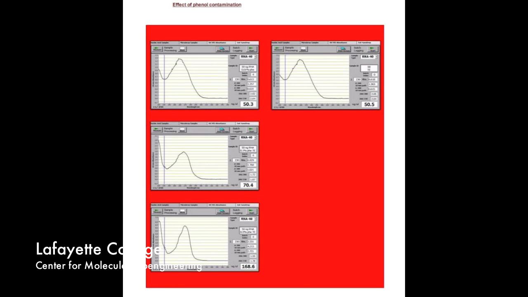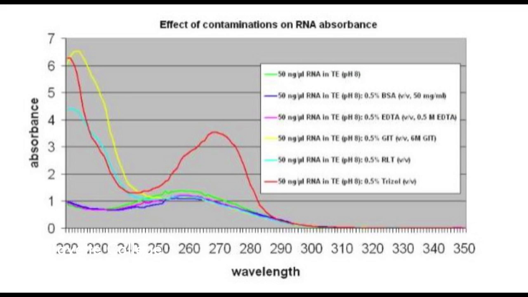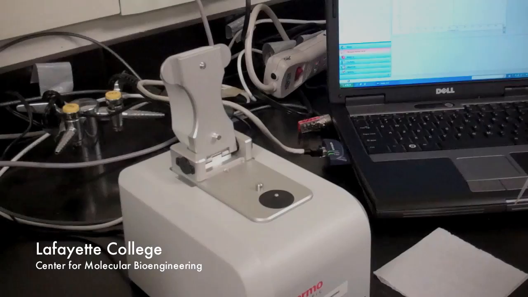Phenol contamination causes the concentration levels to spike because it absorbs at 270 nanometers, which is very close to 260 nanometers, the RNA absorption wavelength. When dealing with low concentrations of RNA, this can have a greater effect. Depending on which isolation method is used, other contaminants can also affect RNA purity. This graph shows the effects of some of these contaminants.